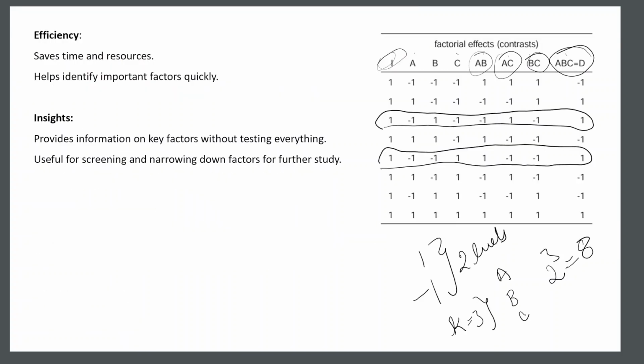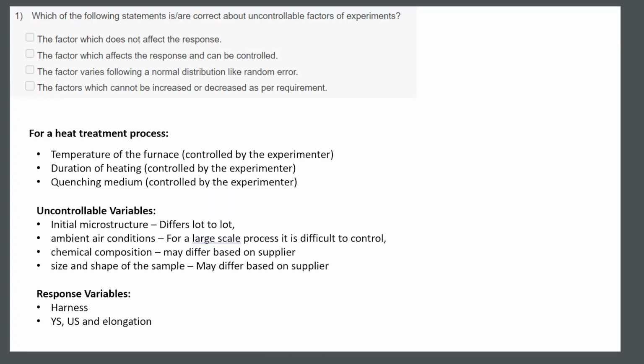Okay, so till now we have discussed the basics, the base for the DOE. Now I think we are ready to launch and explore further into the problems and understanding. Which of the following statements is correct about the uncontrollable factors of the experiment? Uncontrollable factors of the experiment means those are the factors which control is not in our hands.